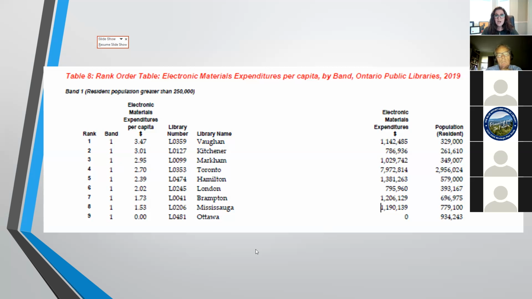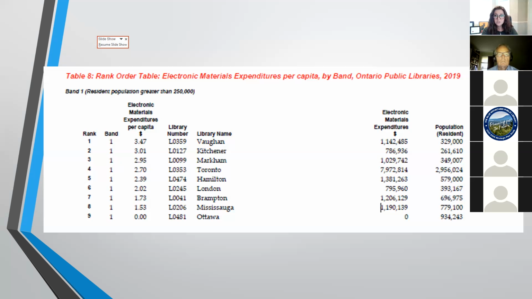So if you think about how many libraries we have in Ontario, I think it's over 440 library systems that we have in Ontario. This only represents 9 libraries, and only 9 of those libraries serve a population of over 250,000. So here you can see electronic materials expenditures per capita. Now this was 2019 data. This is what was published in the 2019 data report.